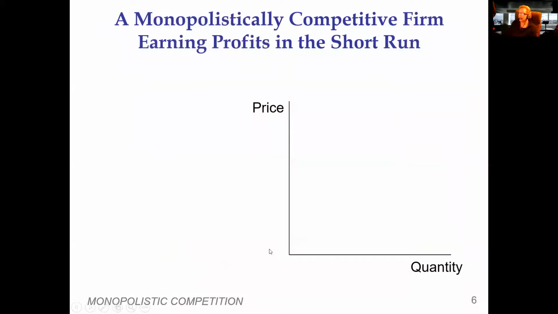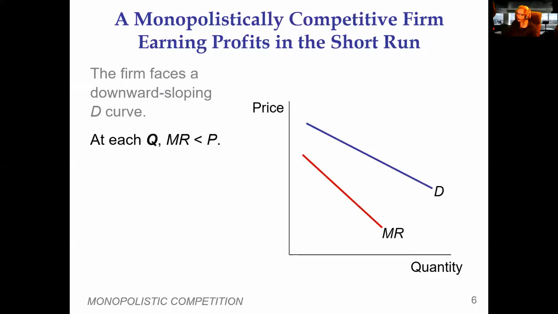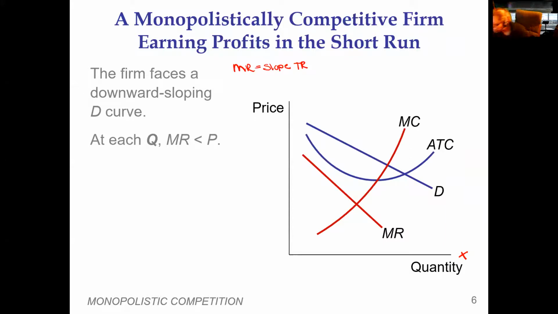Okay, so let's go ahead and look at what a monopolistic competitive market looks like and how it would earn profits in the short run. So here we have price and quantity, we have a demand curve, and here's the marginal revenue curve. Remember that marginal revenue is the slope of the total revenue curve. And in this case, it will not pass below the x-axis down here. We need a marginal cost curve and an average total cost curve to really make some determinations in this market.